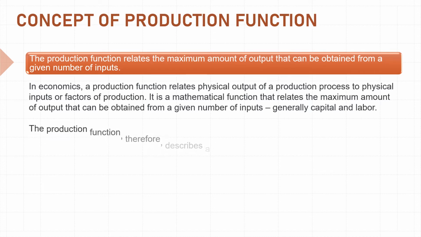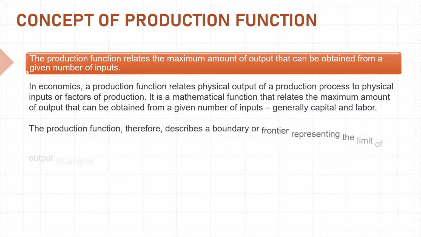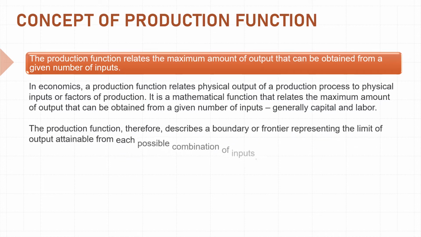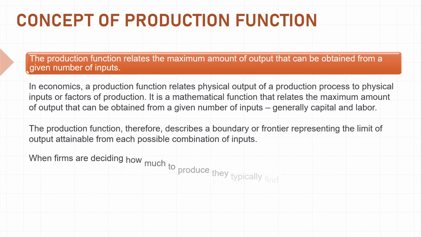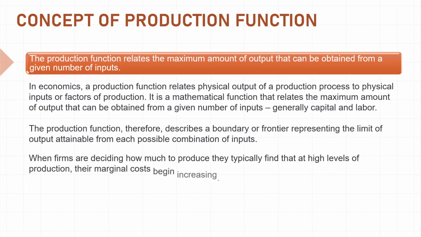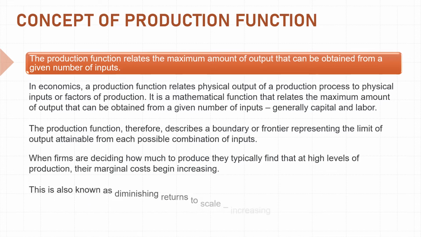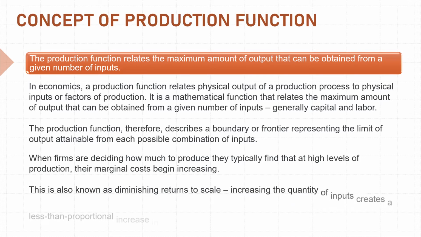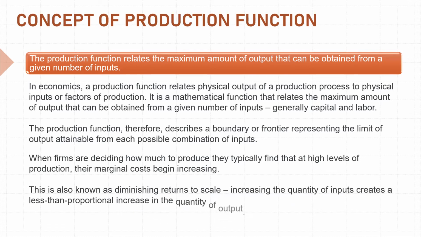The production function therefore describes a boundary or frontier representing the limit of output attainable from each possible combination of inputs. When firms are deciding how much to produce, they typically find that at a high level of production, their marginal costs begin increasing. This is also known as diminishing returns to scale. Increasing the quantity of input creates a less than proportional increase in the quantity of output.